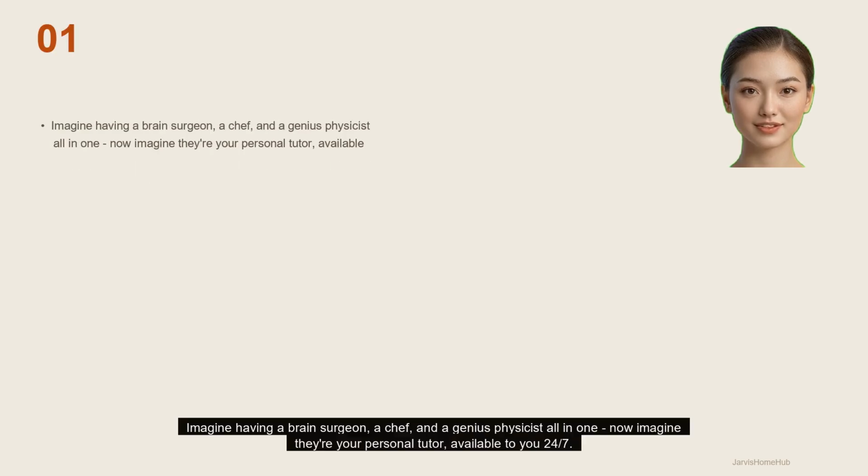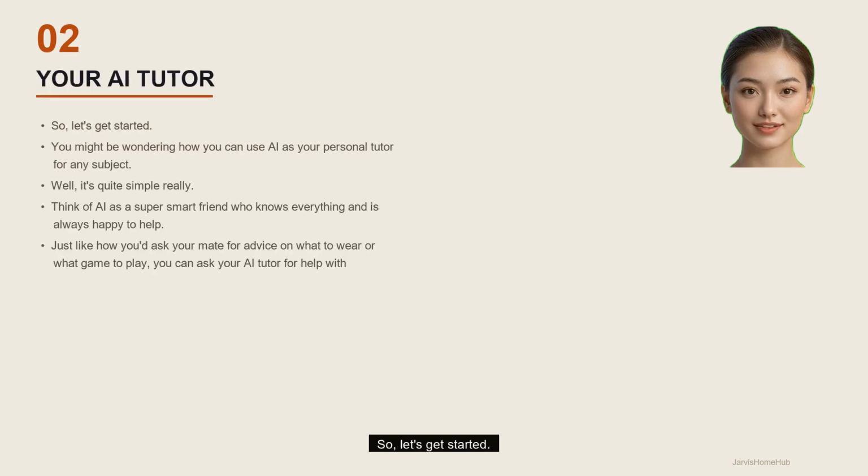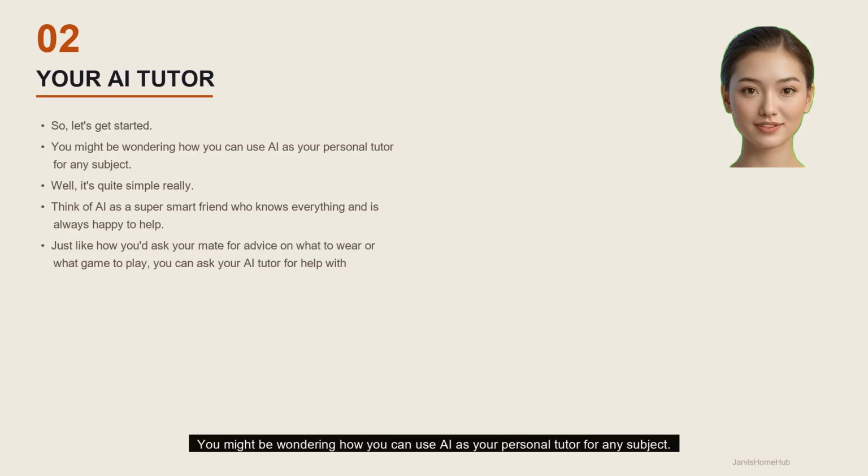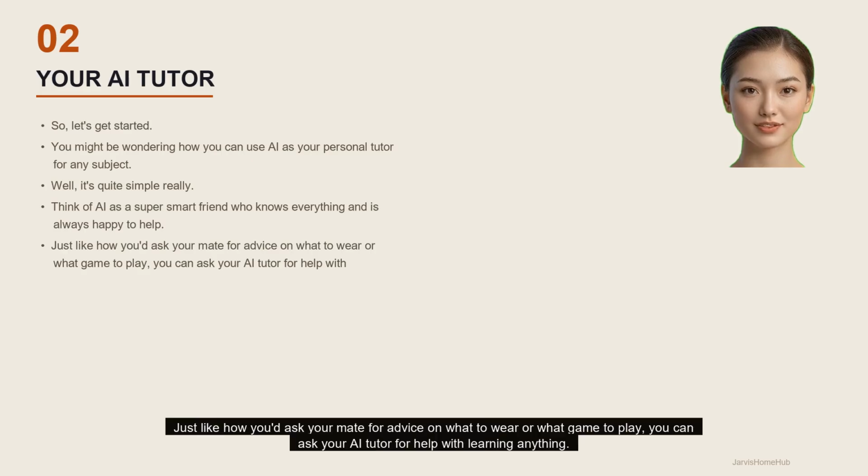Imagine having a brain surgeon, a chef, and a genius physicist all in one. Now imagine they're your personal tutor, available to you 24/7. So, let's get started. You might be wondering how you can use AI as your personal tutor for any subject. Well, it's quite simple really. Think of AI as a super smart friend who knows everything and is always happy to help. Just like how you'd ask your mate for advice on what to wear or what game to play, you can ask your AI tutor for help with learning anything.